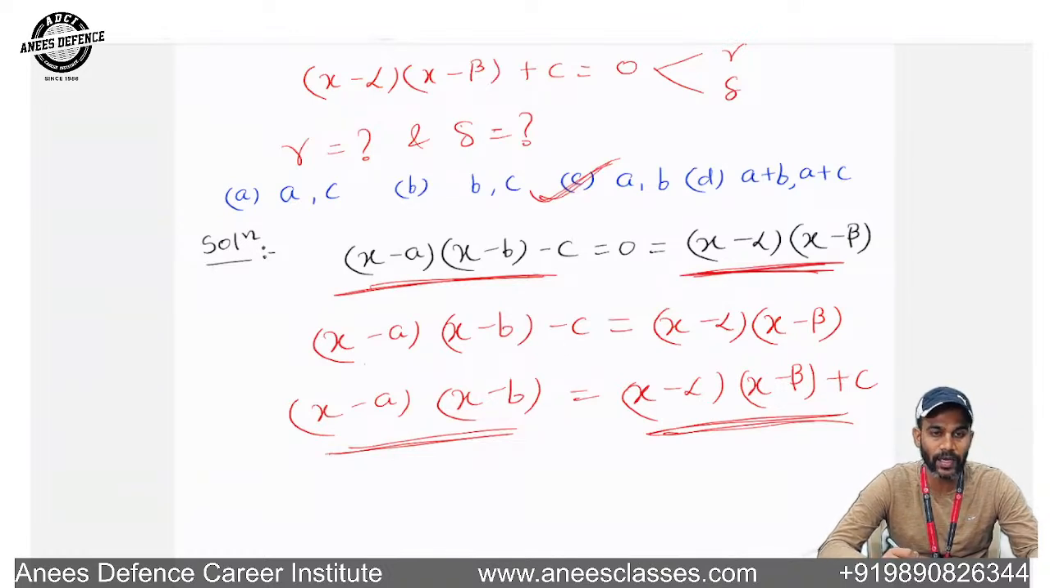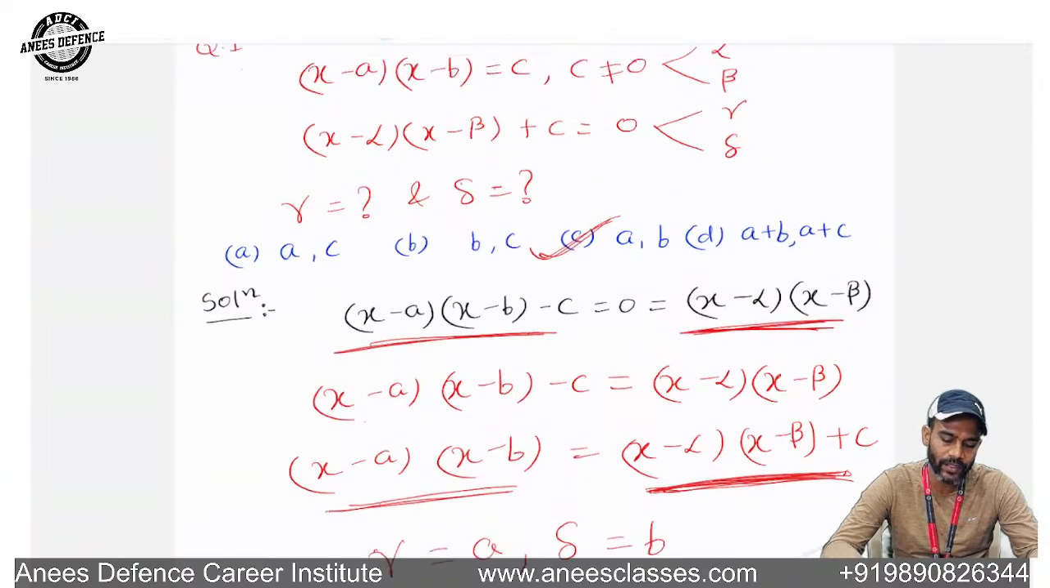It becomes x minus a into x minus b is equal to x minus alpha times x minus beta plus c. Yes or no? And that is the equation of which we were supposed to find out the roots. So x minus a into x minus b is equal to x minus alpha into x minus beta plus c. It means roots are a and b. So it means gamma would be a and delta would be b. Yes or no? Very easy.